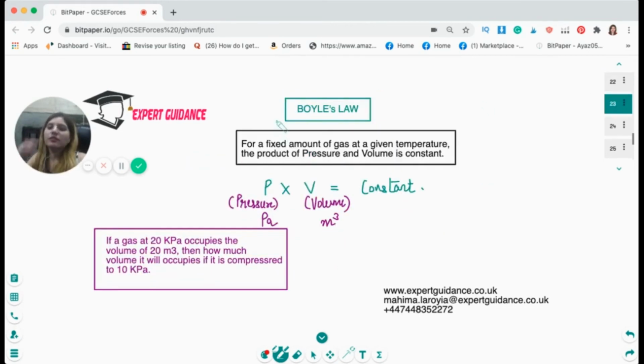Okay, so there is a law which relates the pressure and the volume. You have to remember the statement, Boyle's law. For a fixed amount of gas at a given temperature, the product of pressure and volume is constant. So P times V is constant.